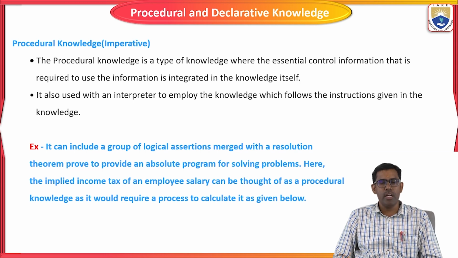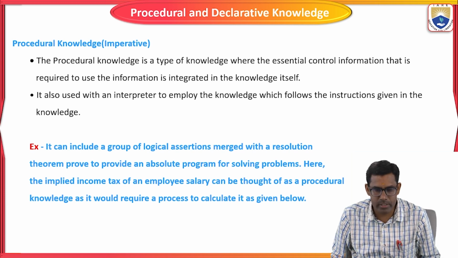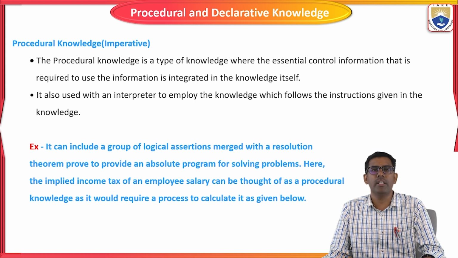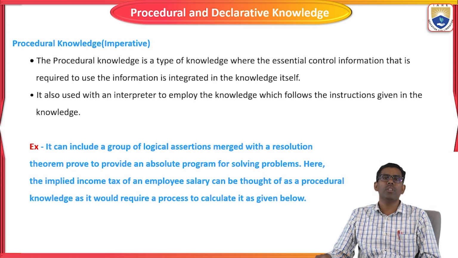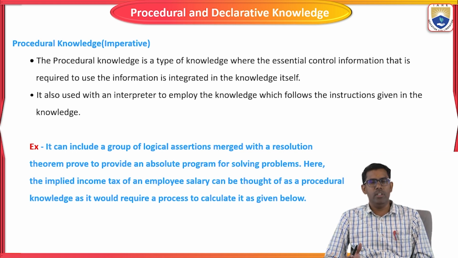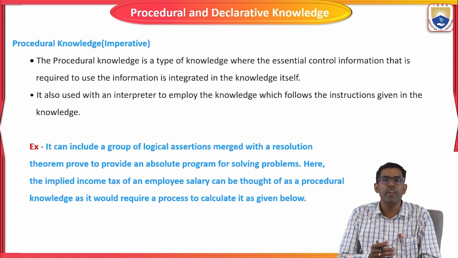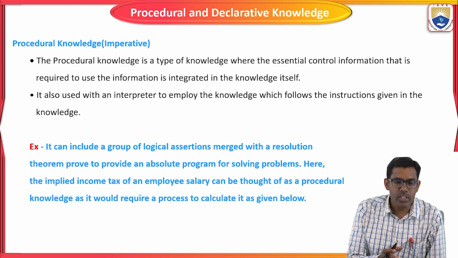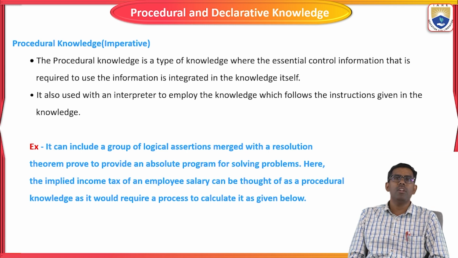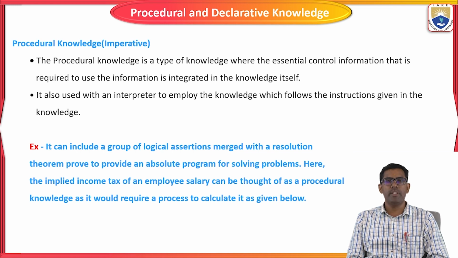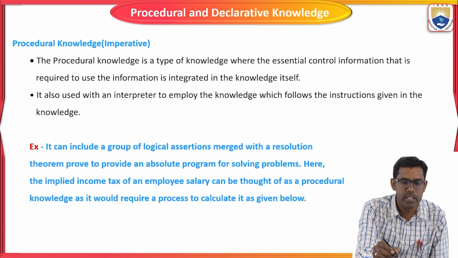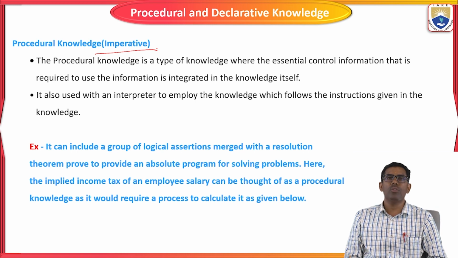Next, let us start with the first one, procedural and declarative knowledge in artificial intelligence. I said there are different types of knowledge representation, and I gave clear definitions of procedural and declarative knowledge. If you want to know more, go to that video. Procedural knowledge is used to represent knowledge about a particular problem statement, and we simply call it imperative.